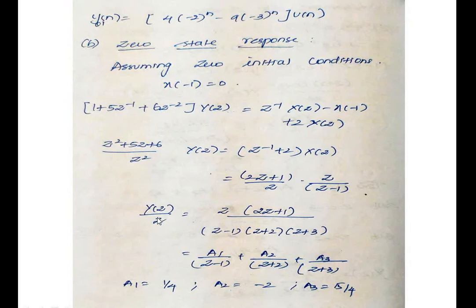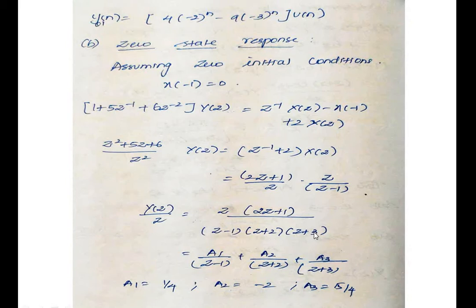For partial fraction purpose, we are making it as Y of Z by Z. So this Z, we already have it here. We have Z square, right? So one Z we will multiply to the numerator on the other side, while the other Z we will keep here. Y of Z by Z is equal to Z into 2Z plus 1 by Z minus 1, Z plus 2, Z plus 3.